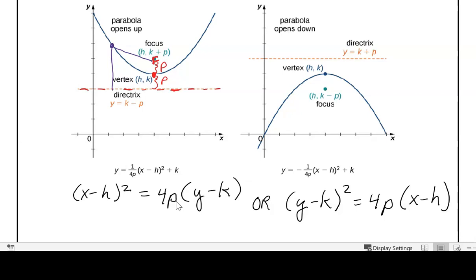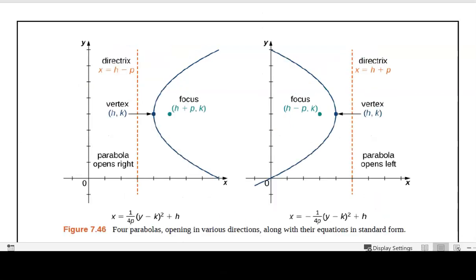As you might expect, if P is positive and it's a function, it opens up. If P is negative and it's a function, it opens down. If it's not a function, meaning it opens to the left or right, and P is positive, it opens to the right in the positive direction. And if P is negative, it opens to the left, which is the negative direction. Here are two pictures which show the parabola opening to the right and the parabola opening to the left.